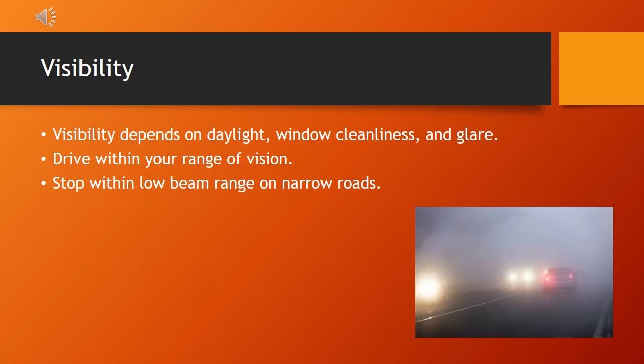It is important to consider factors affecting visibility, such as daylight, window cleanliness, and glare. The guideline stresses the importance of driving within your range of vision and being able to stop within the range of low-beam headlights, particularly on narrow roads.